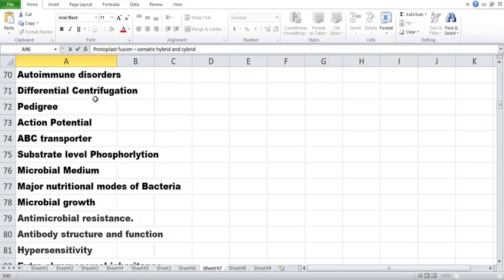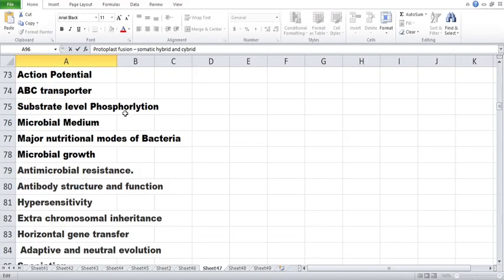So know about the centrifugal speed, centrifugal time, and at that time which part is obtained. Generally differential centrifugation is used to separate organelles and subcellular components. Okay, so study about them. Next, study about pedigree, action potential, ABC transporter, and substrate level phosphorylation. So while studying the Krebs cycle, you should know about SLP and which enzyme will be catalyzing the steps.